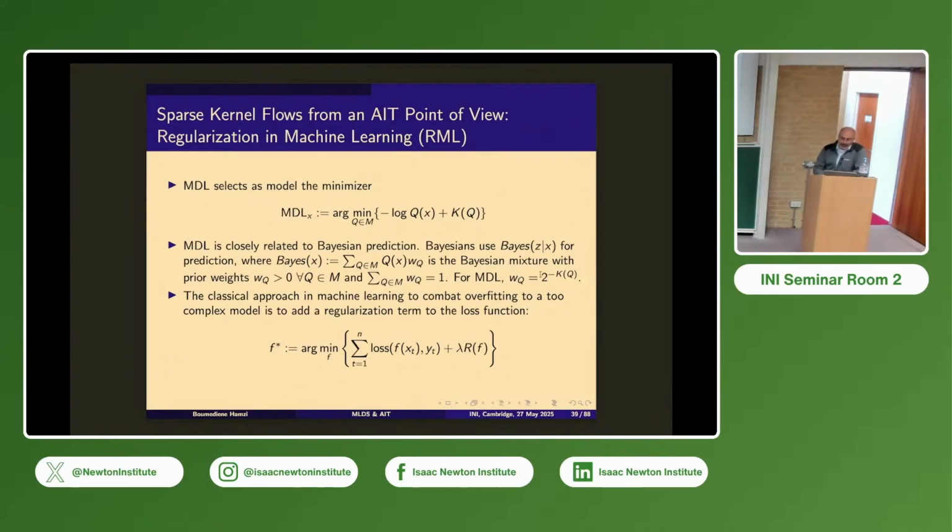And then you see, if you compare it to regularization in machine learning, there we are recommended to minimize the loss plus the regularizer.